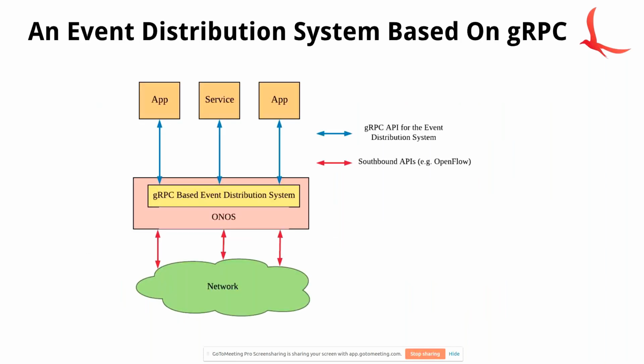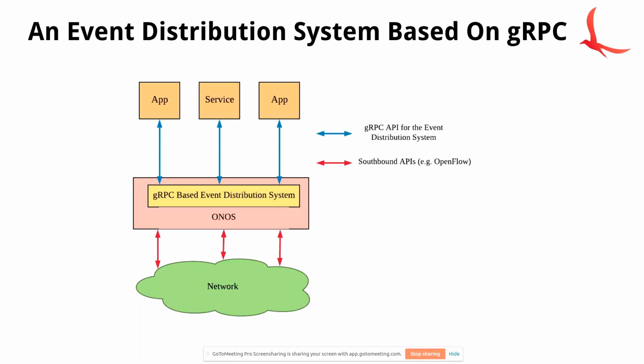So the gRPC-based event distribution application will be executed as an app in ONOS. So it provides a gRPC interface to the external apps and services. So in the early version of the app, we provide two services. One service for the events. We call it an event notification service, to distribute the events to the external apps and services.